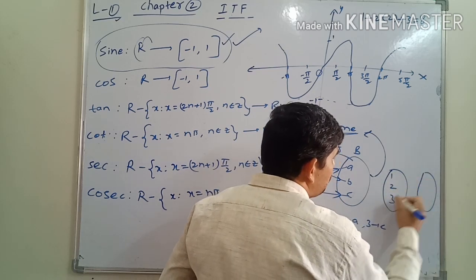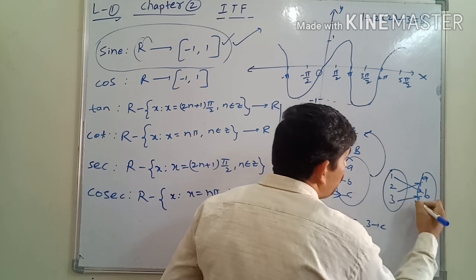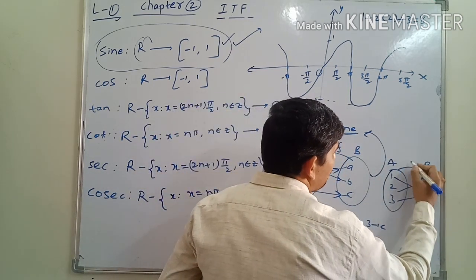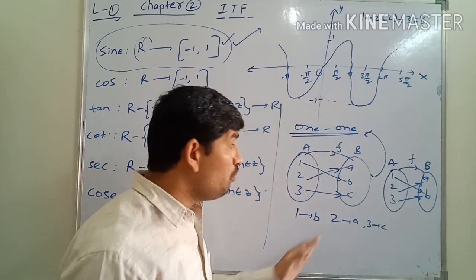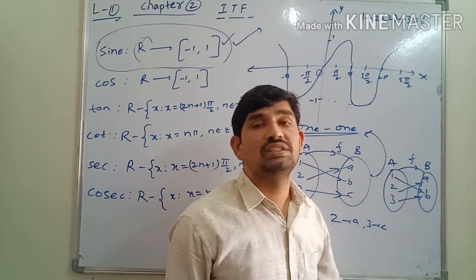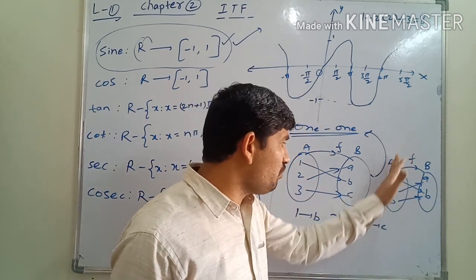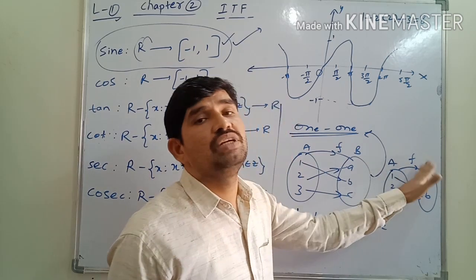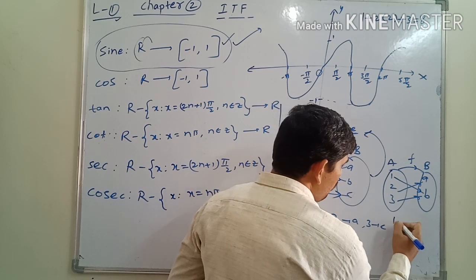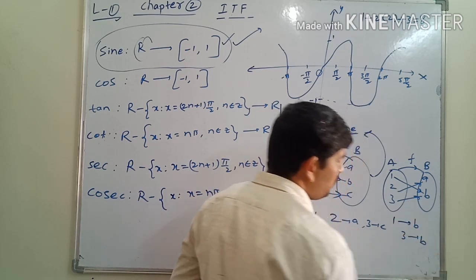See, elements 1, 2, 3 are there in A, and A and B in the other set. 1 is mapping with B, 2 mapping with A, 3 mapping with B. See whether it is a one-one function or not. Sir, what is the definition of a one-one function? Every element of set A has a different image in set B. So 1 is mapping with B and 3 is also mapping with B.